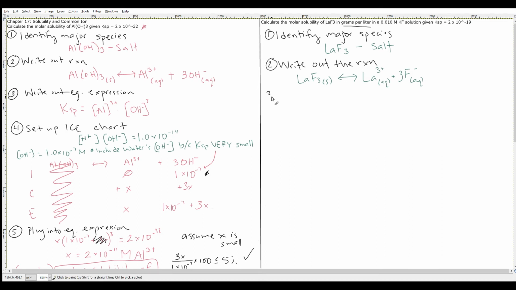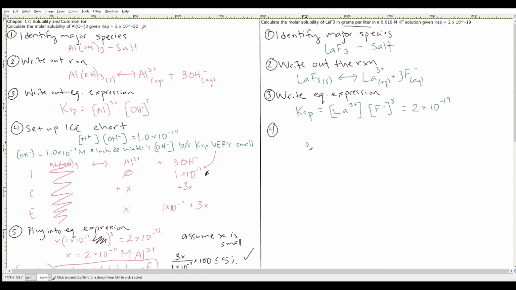Now, I'll write out my equilibrium expression. If you haven't tried any of these problems out on your own yet, you really should. Don't forget to cube that fluoride. We don't include the original solid. We don't include solids in equilibrium expressions. Okay, so in this case, are one of my ions hydrogen or hydroxide? No. They aren't, and so even though I have a small Ksp, those hydrogens and hydroxides aren't going to affect our K value, so I don't need to include water's hydrogens and hydroxides in it.